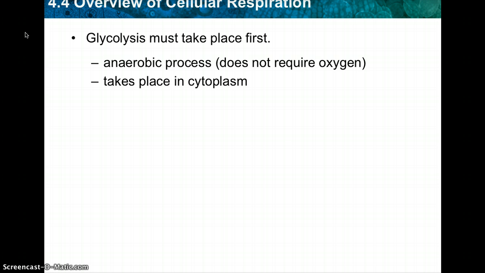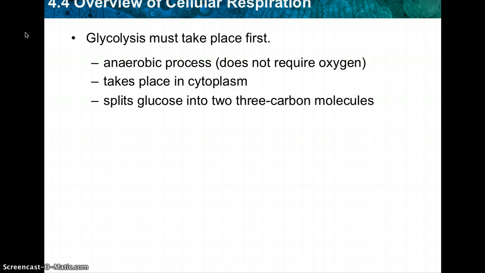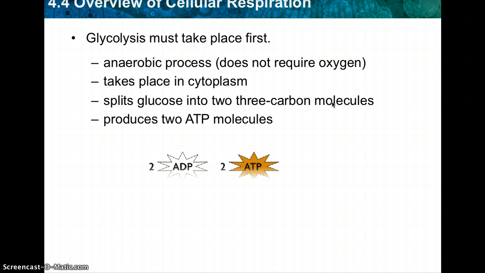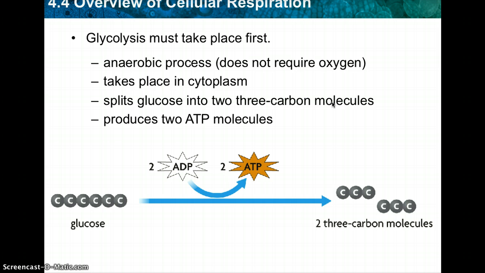Now here's the deal. Glycolysis is part of cellular respiration, but it's actually considered anaerobic, meaning it doesn't require oxygen. And instead of taking place in the mitochondria, it takes place in the cytoplasm. So you need to make sure you understand that cellular respiration as a whole, and glycolysis is the first step. Basically it's going to split glucose into two 3-carbon molecules, and that 3-carbon molecule is considered pyruvic acid, and we're going to get more into that in the next section. And as a whole, glycolysis will produce two ATP or energy molecules.